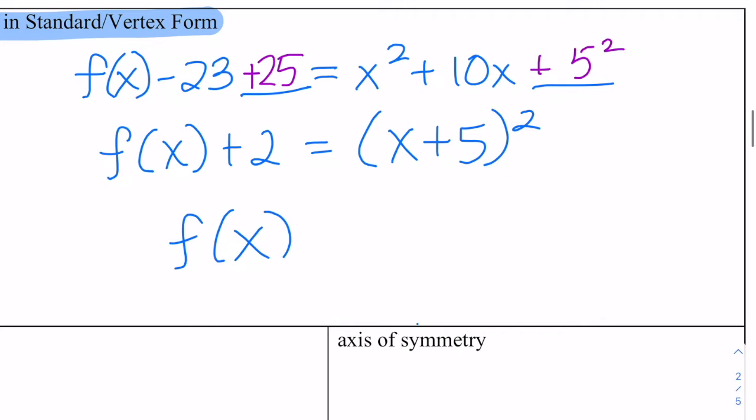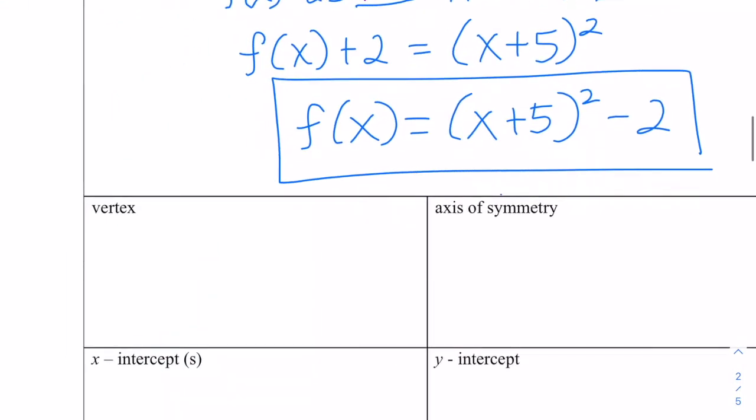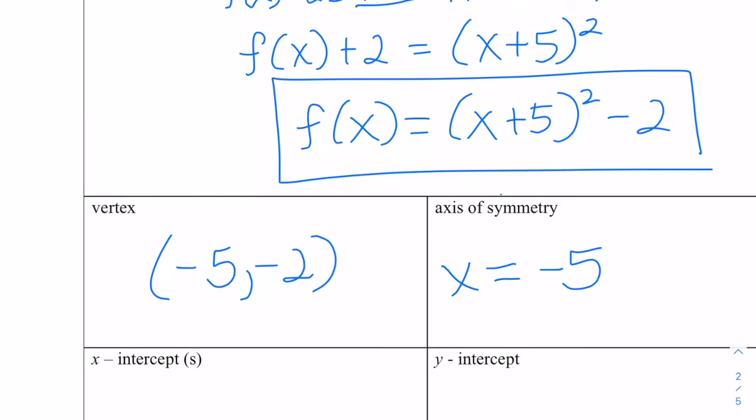we'll have f of x equals the quantity x plus 5 squared minus 2. And that's my equation in standard form, or vertex form. You can see very easily that the vertex is negative 5, negative 2, and the axis of symmetry is x equals negative 5.